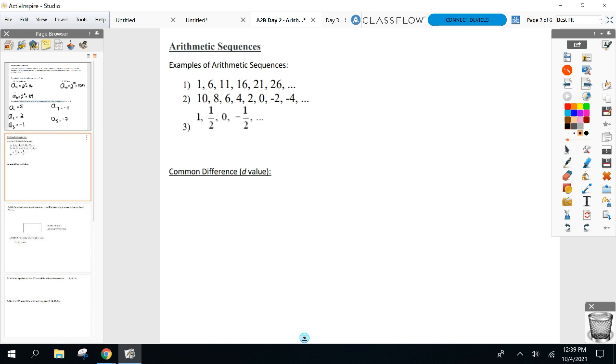It's a pattern. There are patterns involved now. Take a look at sequence number 1. I got 1, 6, 11, and so on. 10, 8, 6, and 1, 1/2, 0. There's a pattern there. Why are these considered arithmetic? If you want to take a stab at it, let me know. What's in common about all of them?